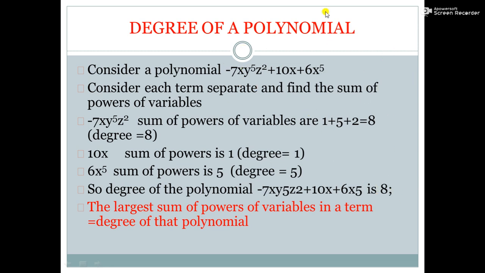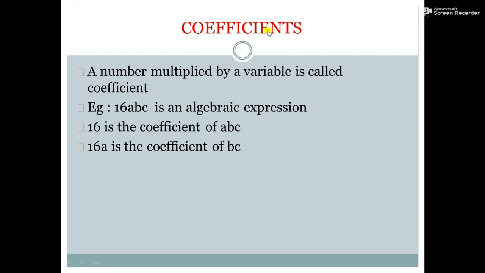That means for the degree of a polynomial, first we have to consider the terms separately and then take the sum of the powers of variables of each term. And the largest sum of powers of variables in a term is the degree of that polynomial. Hope it is clear. Next is coefficients.